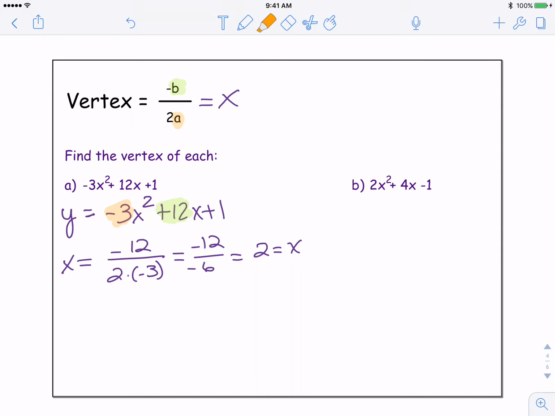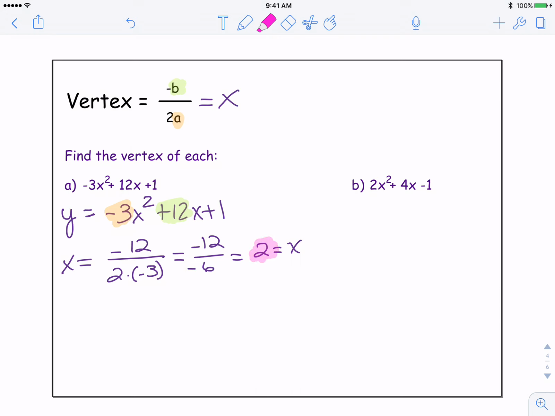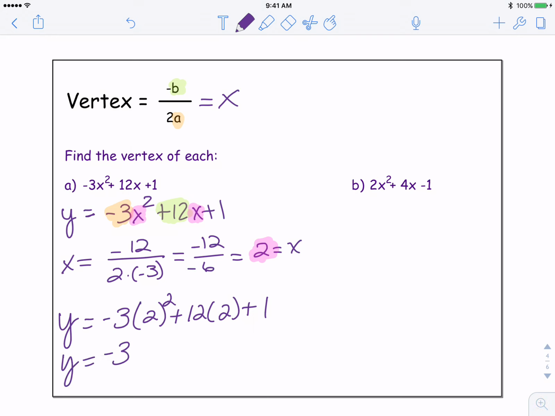Now to find the y value, we take this x value and plug it into our original equation wherever we see an x. So now I can find the y value by doing negative 3 times 2 squared plus 12 times 2 plus 1. Remember, whenever you plug a value into an equation, always put it in parentheses. Now I need to follow order of operations and do squared first. So I have negative 3 times 2 squared, which is 4. I can also do my multiplication of 12 times 2, which is 24, and then I have a plus 1.